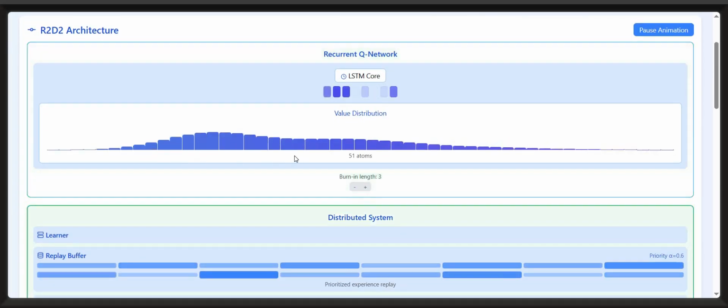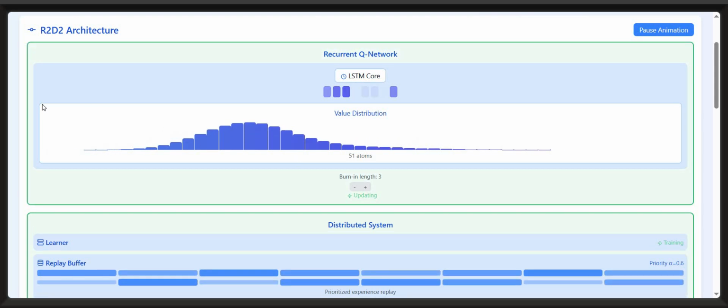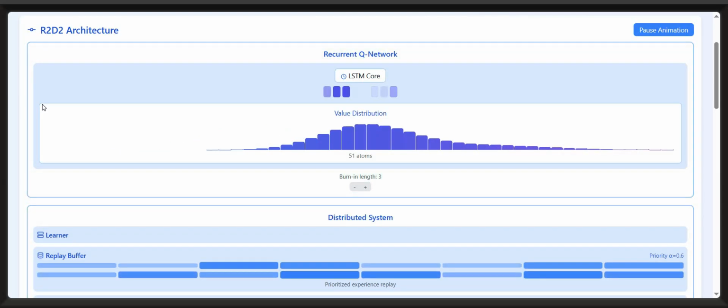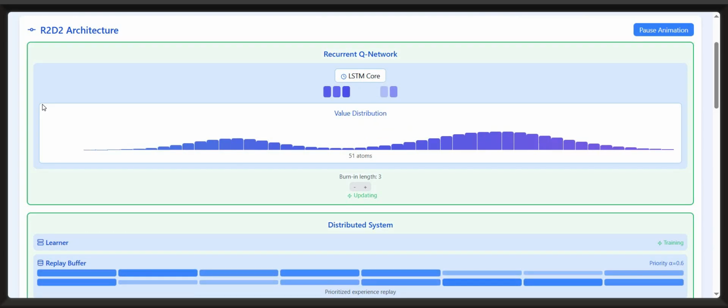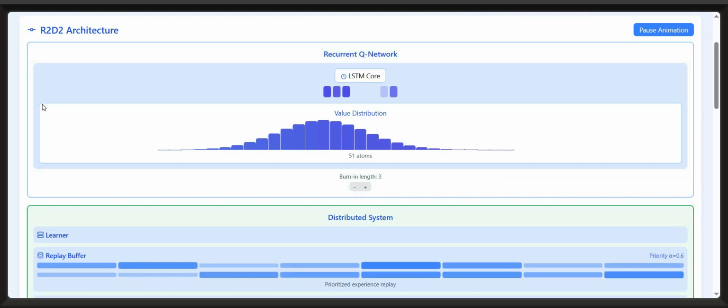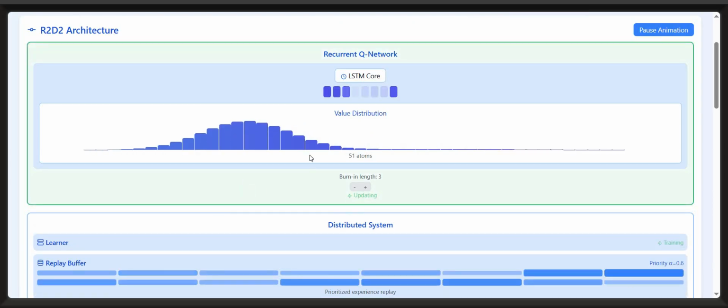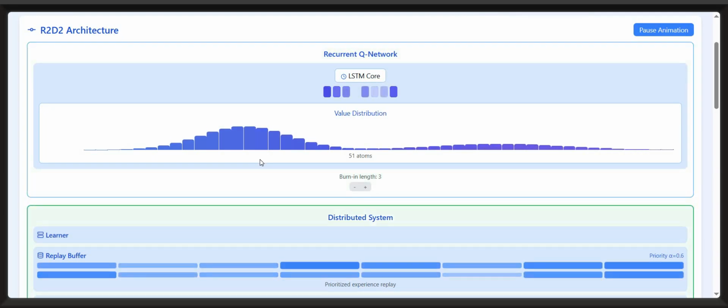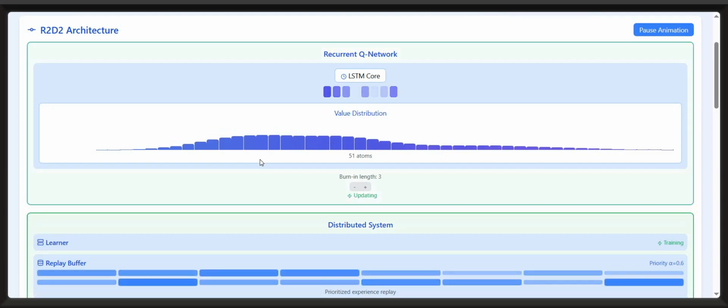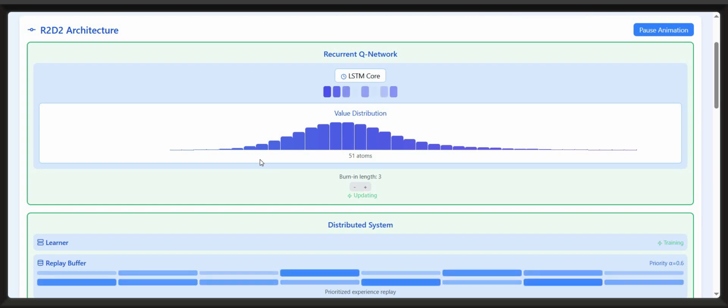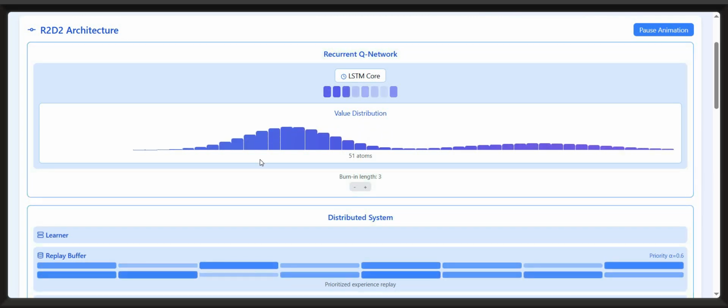Right below it, we see the value distribution. Instead of predicting just a single number for the value of a state, R2D2 predicts a full distribution over possible outcomes. This gives more information about uncertainty. And you will notice the histogram here. These are predicted values spread across 51 points representing different possible returns. So rather than just saying this state is worth 8, it tells us the spread of possible returns.